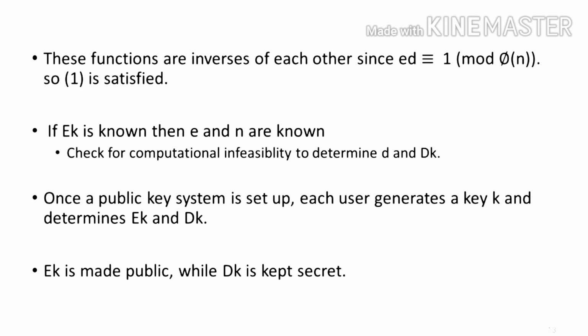Once a public key system is set up, each user can generate a key K and determine EK and DK. The encryption function EK is made public while DK is kept secret. If there is a problem with imposters, a trusted authority can be used to distribute and verify keys.